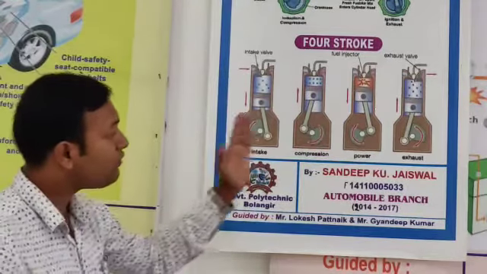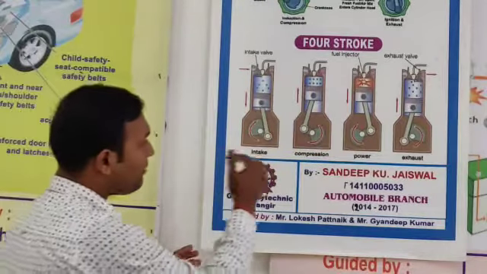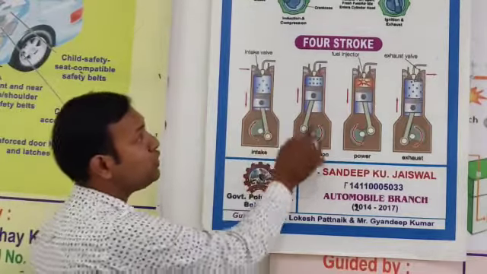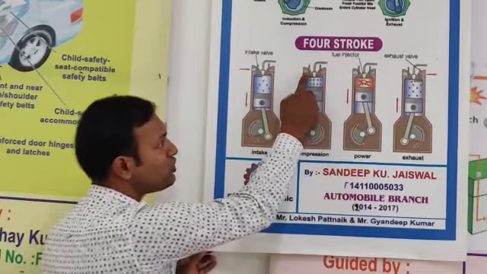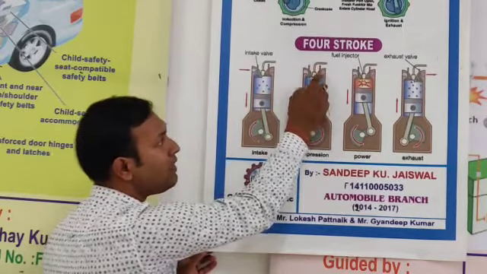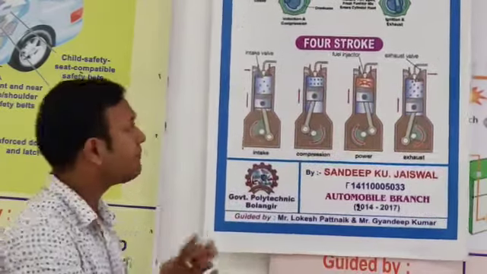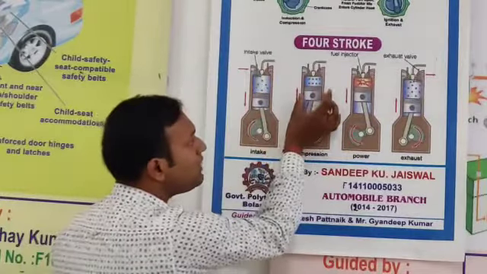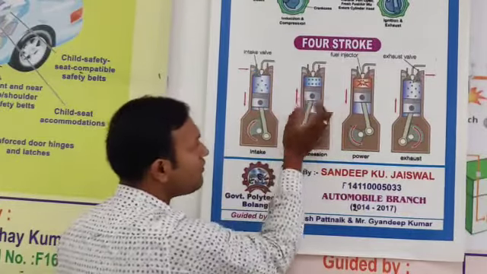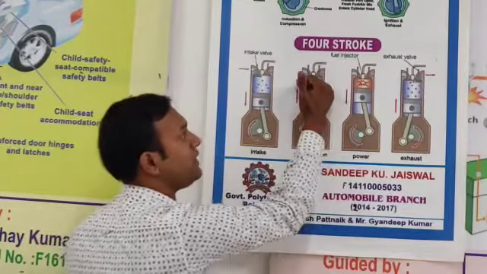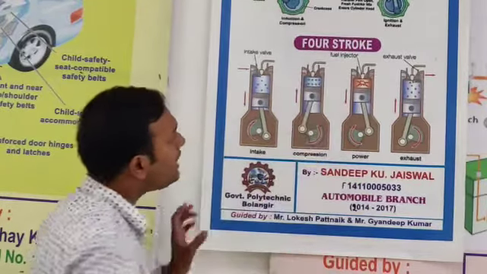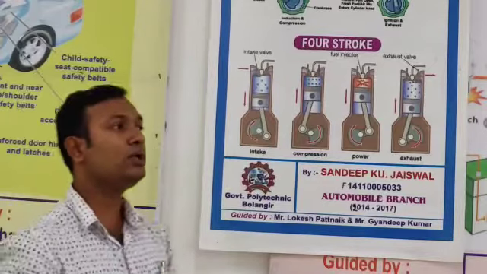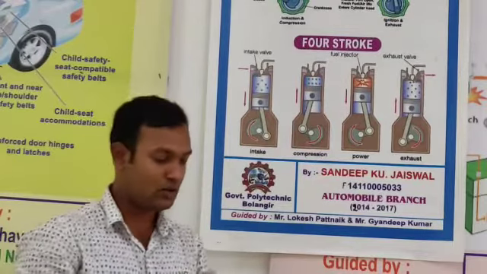Okay, then we go for the compression stroke. In the compression stroke, both the suction valve and the exhaust valve are closed. Because this compression happens with everything closed, there is only the movement of the piston from bottom dead center to top dead center.